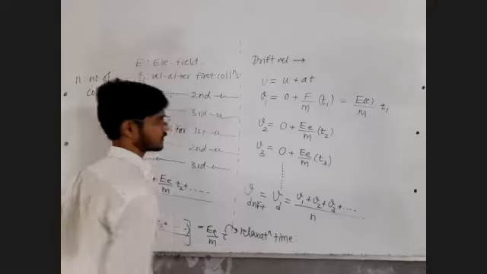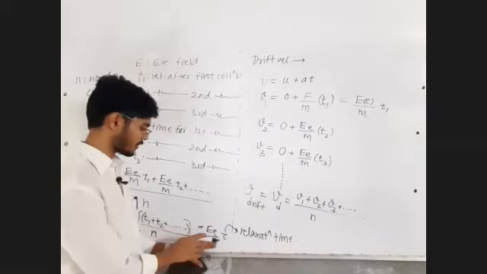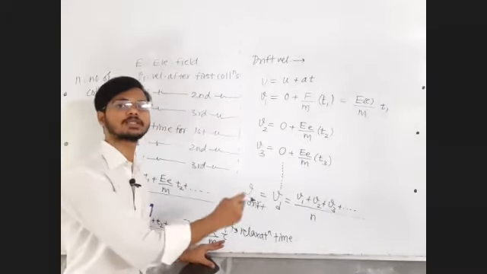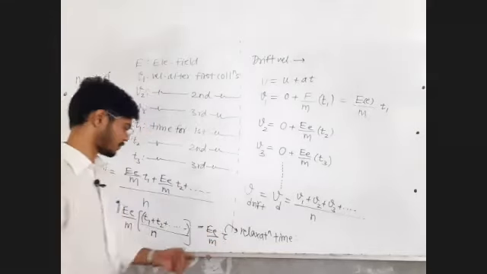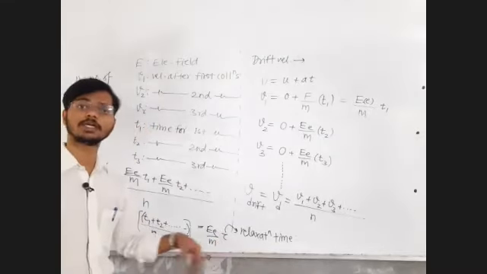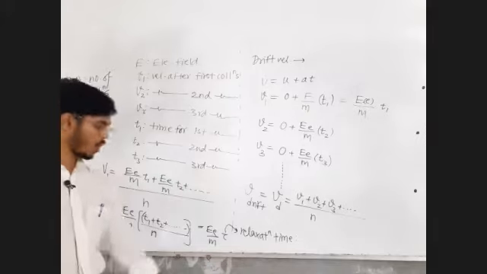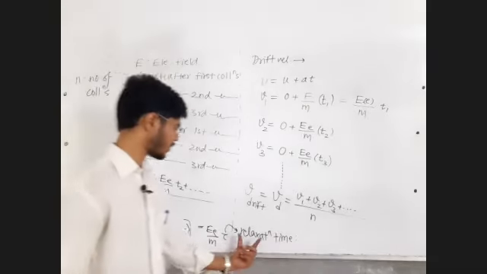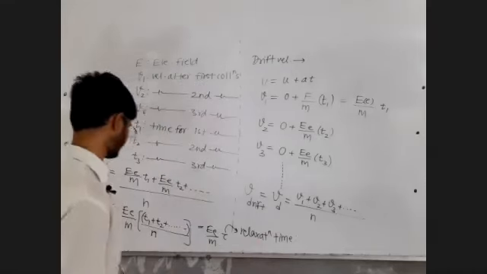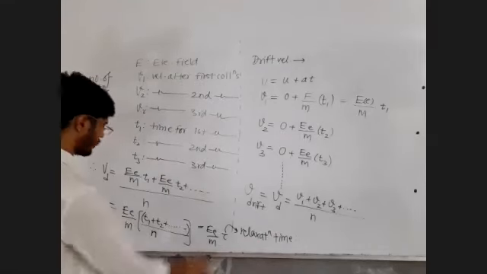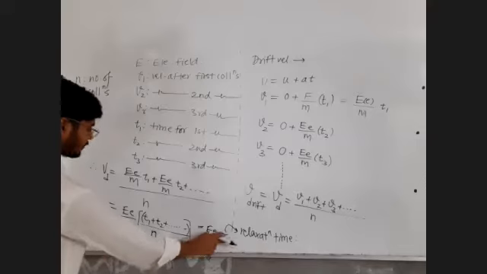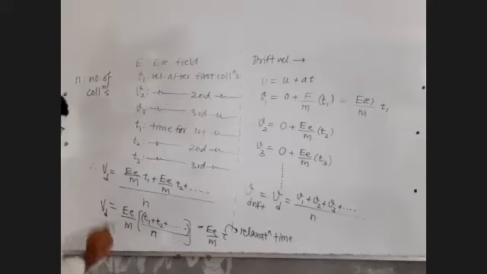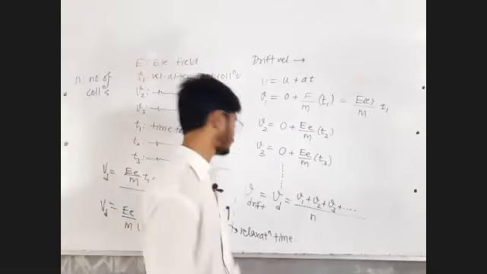Relaxation time. Why relaxation? Because during this time there was no collision, but after this time, on an average, there will be a collision of the electron. So I call this the relaxation time. So eE by m into tau. That's the formula for drift velocity.